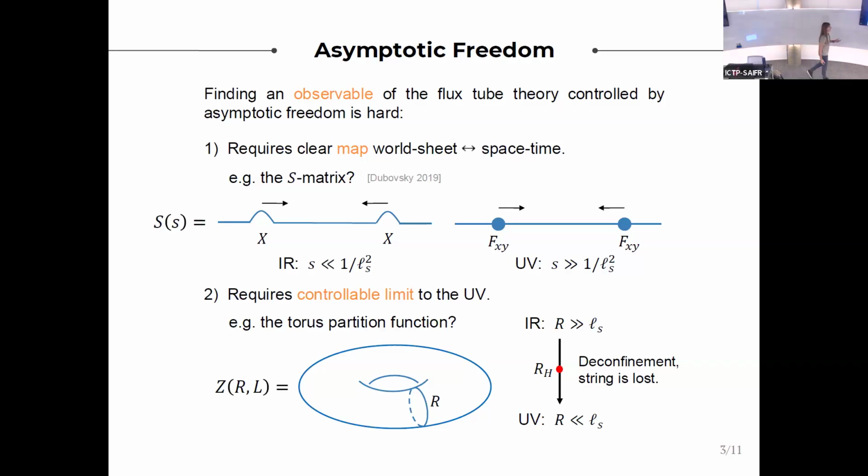But that doesn't work because there's no smooth limit to the UV. At some point, you hit the Hagedorn temperature, and there's a deconfinement transition, and you just lose the string. So yes, in principle, when you take the temperature to be very large, you can use perturbative QCD, but you no longer have a string to talk about. So there's no hope that this will tell you anything about the worldsheet theory. So not all hope is lost.